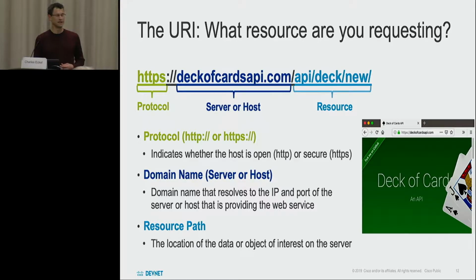The second part is the server or host that is hosting the API, the API server. In this case, I'm going to use something that we're hopefully all familiar with, a deck of cards. And there's this API hosted at deckofcardsapi.com. And this is a publicly available server if you want to try this out yourself. The resource I'm going to request in this case, I want to interact with the API, and I want to ask for a deck, and specifically a new deck of cards. So the request URI is built up with those components that specify the request I'm trying to make.